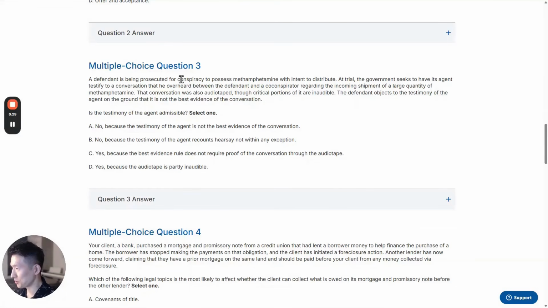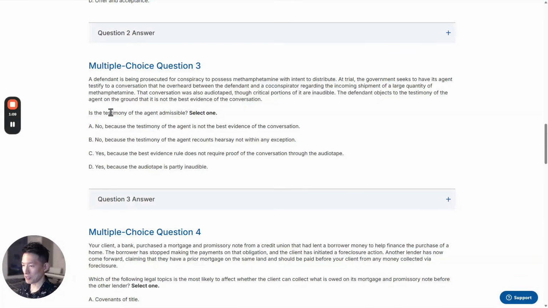Defendant is being prosecuted for conspiracy to possess meth with intent to distribute. The government wants to have one of its agents testify to a conversation that he overheard between the defendant and a co-conspirator regarding some shipment of the meth. That conversation was also audio taped, although critical portions of it are not audible. The defendant objects to the testimony of the agent on the ground that it is not the best evidence of the conversation. So, is the testimony of the agent admissible?